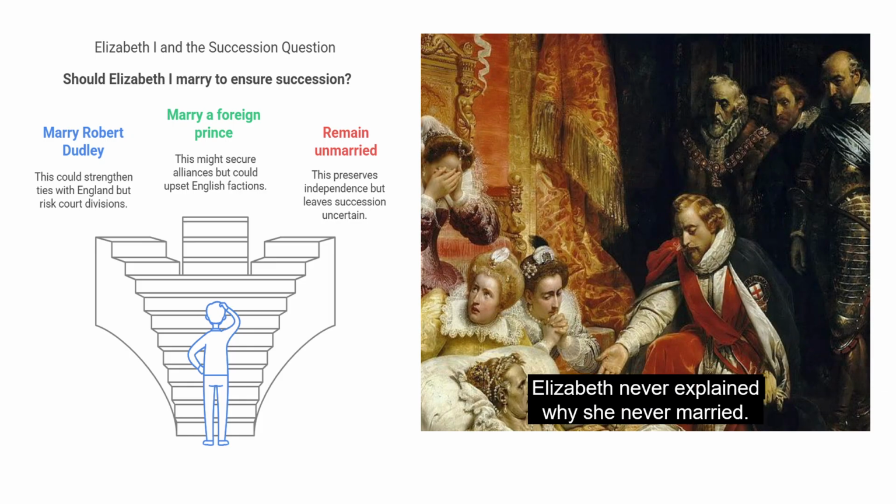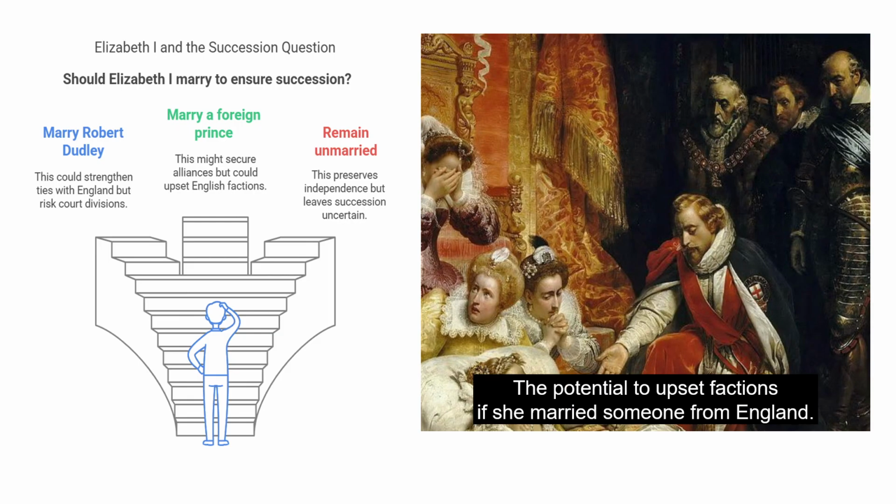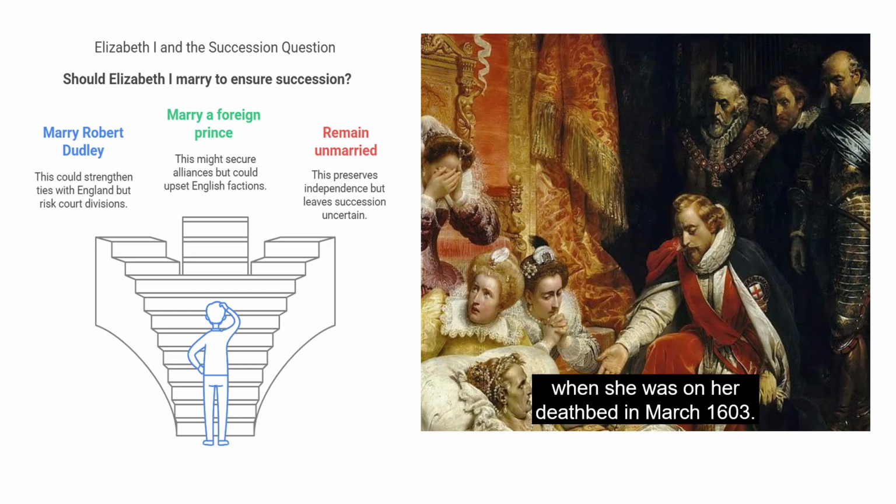Elizabeth never explained why she never married. Some of the possible reasons were the potential for any husband to try to control Elizabeth and rule himself, the potential to upset factions if she married someone from England, and the potential to upset countries if she married a foreign prince. Elizabeth only confirmed who she wanted to succeed her when she was on her deathbed in March 1603. Her closest relative, her cousin's son, James VI of Scotland.